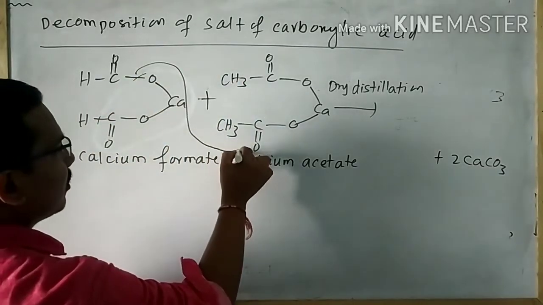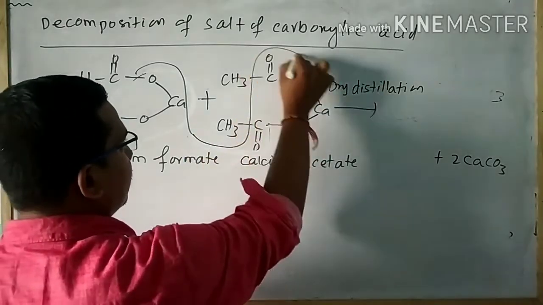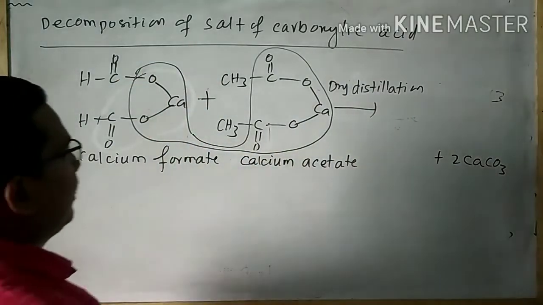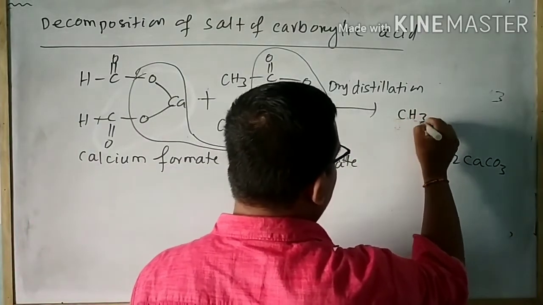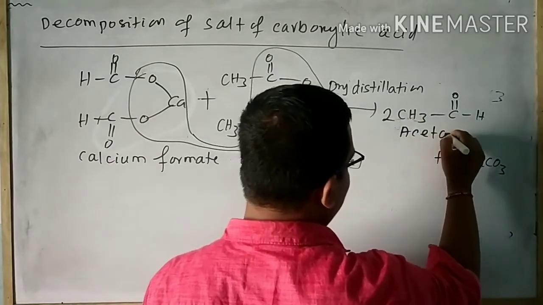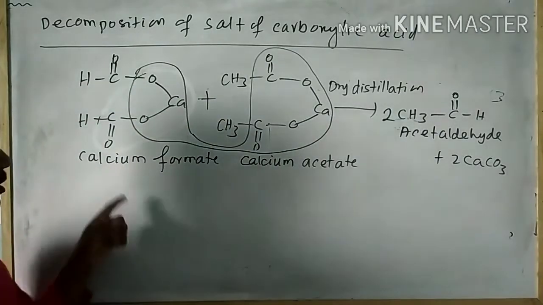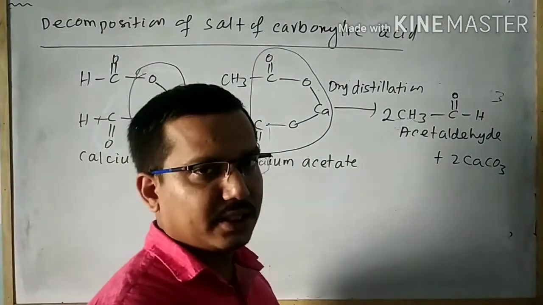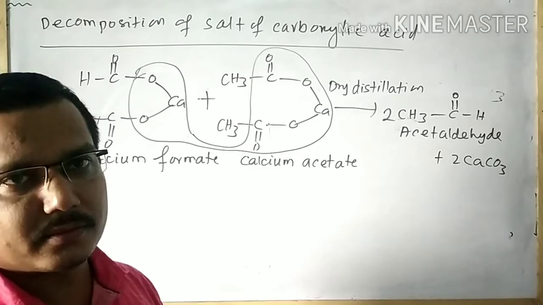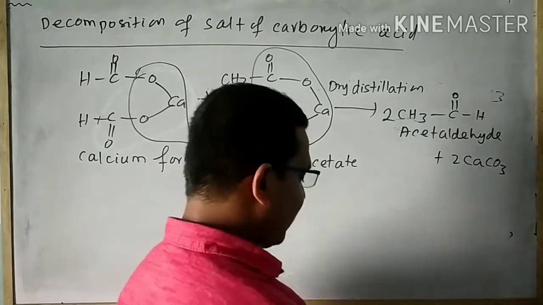This is your two molecules of calcium carbonate, and the remaining is two molecules of acetaldehyde. The name of this compound is said to be acetaldehyde. Then what will be the statement for this reaction? When a mixture of calcium formate and calcium acetate is subjected to dry distillation, then acetaldehyde is formed. This is all about the decomposition of salt of carboxylic acid.